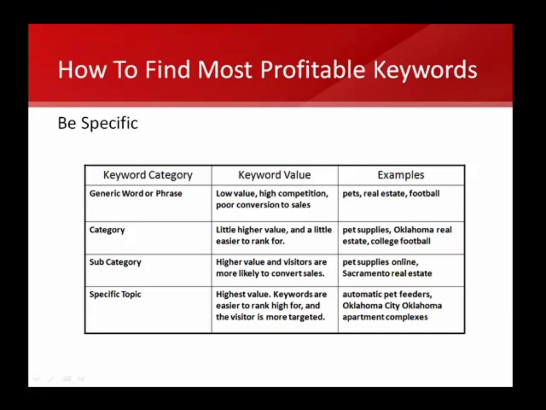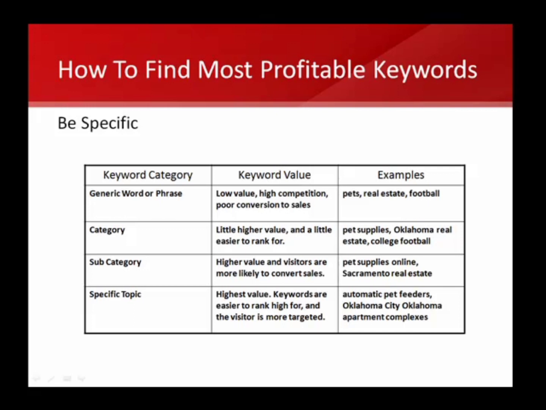I'm going to just throw this out there so you understand where I'm going with this. If somebody types in cameras, that's a generic phrase. A category keyword would be digital cameras. A subcategory would be 10 megapixel digital cameras, and then a specific topic would be Kodak 10 megapixel digital camera. That'd be a specific topic because it's a specific brand. And you're going to find that the specific topic keyword phrases may not get you the most traffic, but they're going to get you the highest value of visitor.